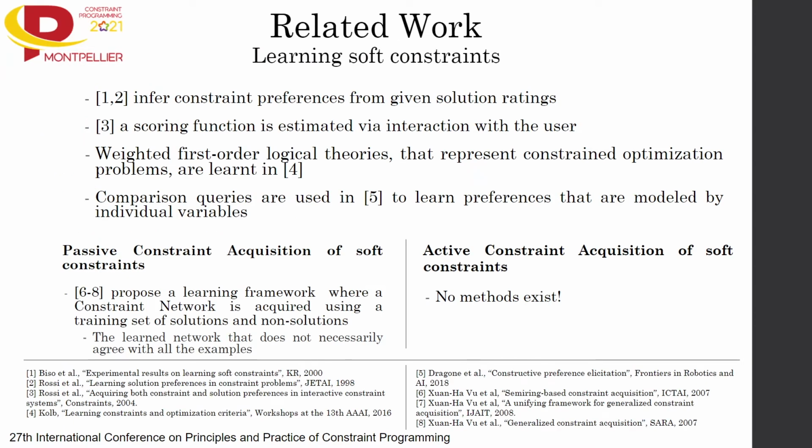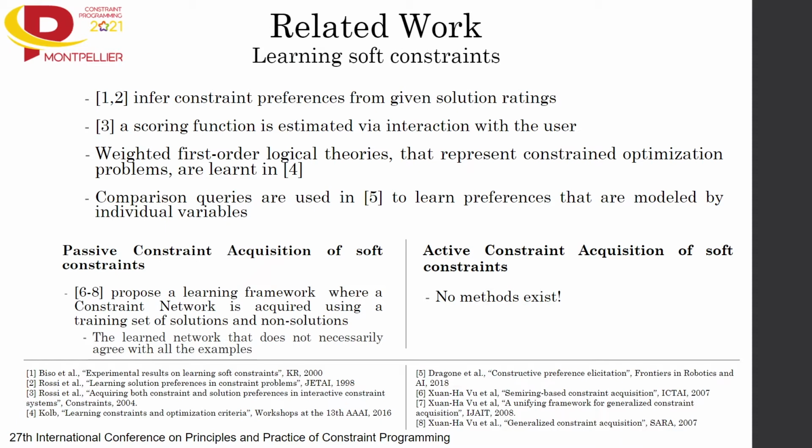Learning soft constraints within constraint optimization frameworks such as Max-CSP have been considered as part of the wider literature on learning preferences. There are works proposing systems that infer constraint preferences from given solution ratings or estimating a scoring function via some interaction with the user. Also, weighted first-order logical theories that represent constraint optimization problems are learned in another work. Comparison queries are used in some cases in order to learn preferences that usually are modeled by individual variables.